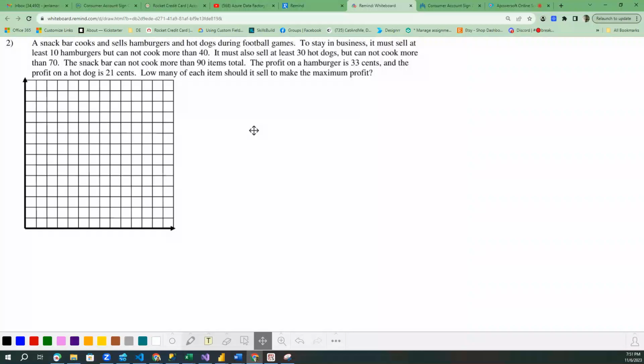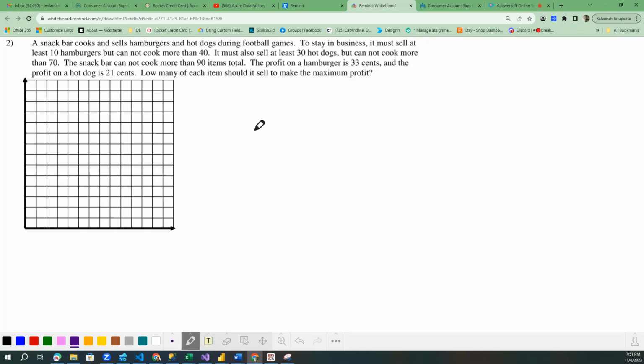Answering number two, which is the problem that we missed earlier. Okay, so it says here, there's a snack bar that cooks and sells burgers and hot dogs during a football game. To stay in business, it must sell at least 10 burgers but not cook more than 40. So I know the way we represented this one earlier is not quite right. It's sort of right, but it's not really.